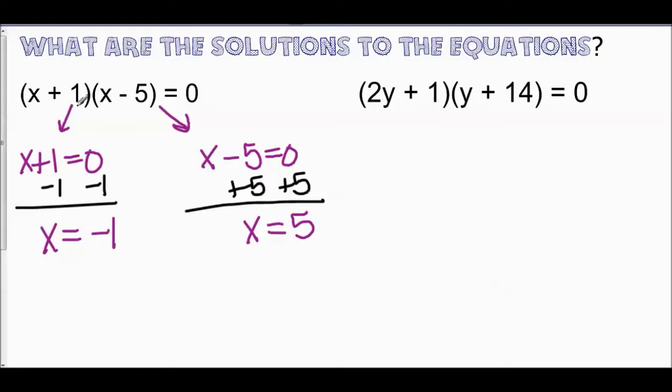So put that back in there. If I did -1 plus 1, I get 0. So it doesn't matter what is happening over here. Like if I put -1 in there, I'm going to have -6. 0 times -6 is 0. Or if I put 5 in there, here 5 plus 1 is 6. But in this other parenthesis, 5 minus 5 is 0. So 6 times 0 still gives me 0. So there are two possible solutions to this equation.